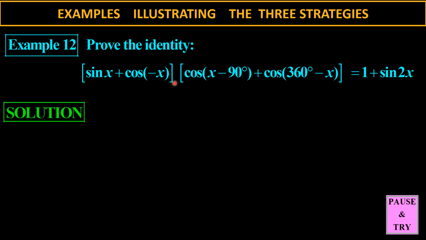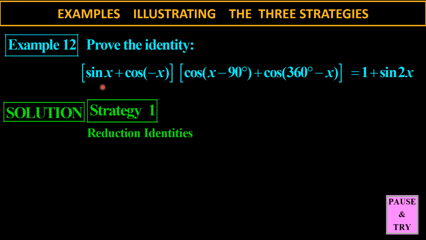Now, if I look at the left-hand side and I want to apply my strategy here, you always try to start with strategy 1. I need to simplify that. And what do we notice here immediately? There's some reduction formula that can be applied here, right? So we're going to start with strategy 1 by simplifying. Let us take the first factor here. Sine x remains sine x. Cos of negative x becomes positive cos of x.